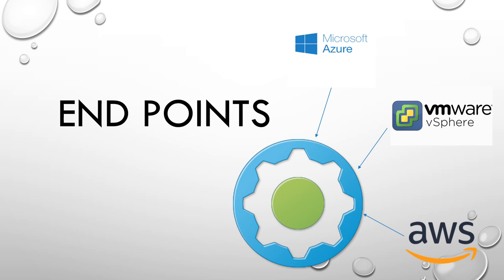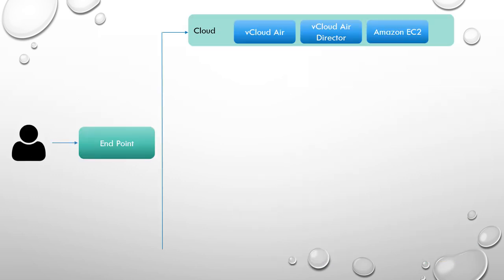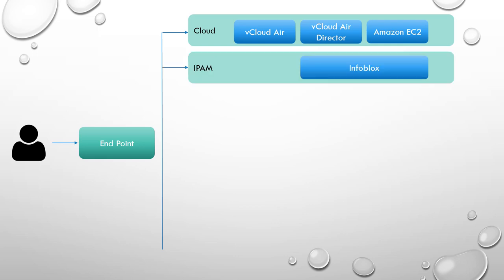Endpoint creation requires administrator level credentials and an appropriately configured DEM. Endpoint definitions are characterized based on certain types. First, we have the cloud category. The cloud category contains the vCloud Air, vCloud Director, Amazon EC2, and OpenStack endpoint types. The second one we have is the IPAM category, that is your IP address management. This category is only visible if you have registered a third-party IPAM endpoint, such as Infoblox IPAM, in a vRealize Orchestrator workflow.